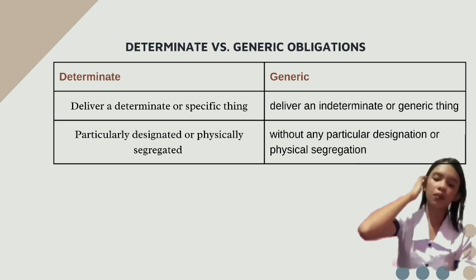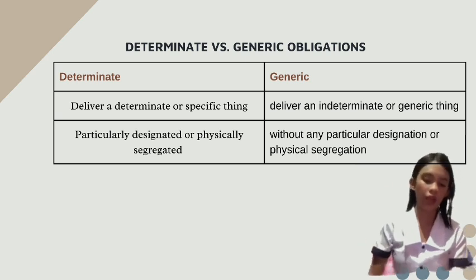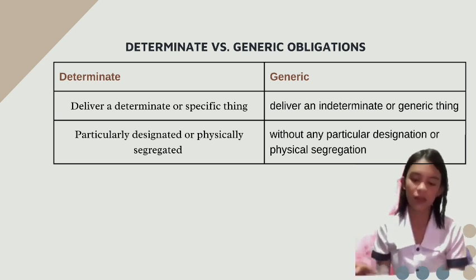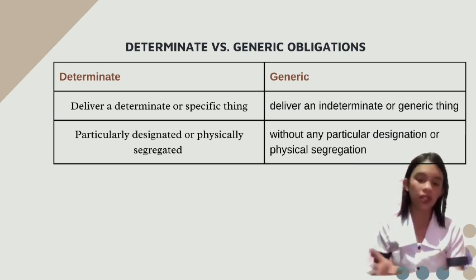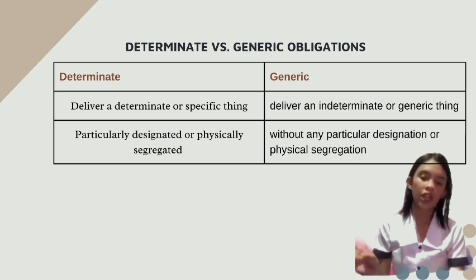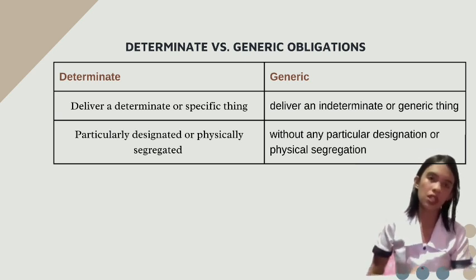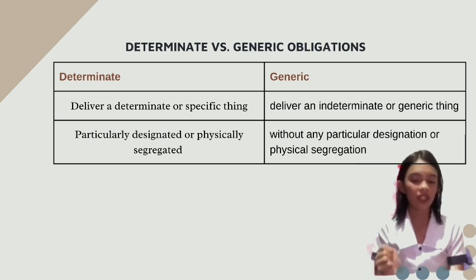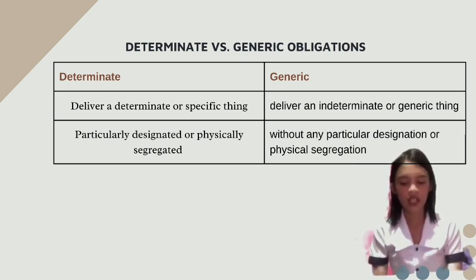A determinate obligation is when a person is required to deliver a specific, clearly identified thing. That is the determinate obligation. While a generic obligation, on the other hand, is when the person is required to deliver something of a certain kind but not a specific item. That is the generic obligation.